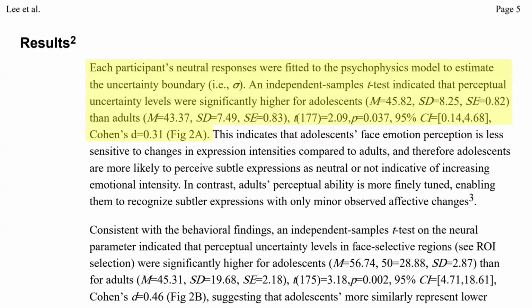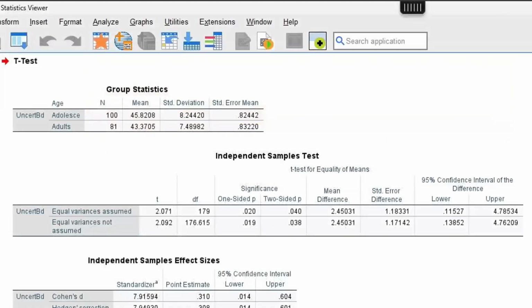An independent samples t-test indicated that perceptual uncertainty levels were significantly higher for adolescents. There's the mean, there's a standard deviation, there's a standard error. Then adults, there's an adult mean, standard deviation, standard error. T, 177 degrees of freedom, the t statistic equals 2.09. P-value equals 0.037, and then they have their 95% confidence interval and their Cohen's d. So let's see where they found that information.